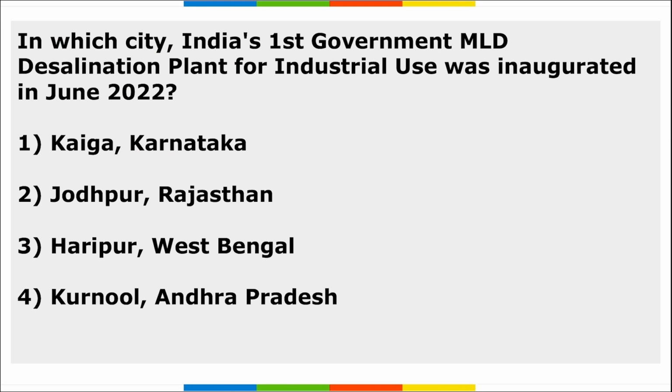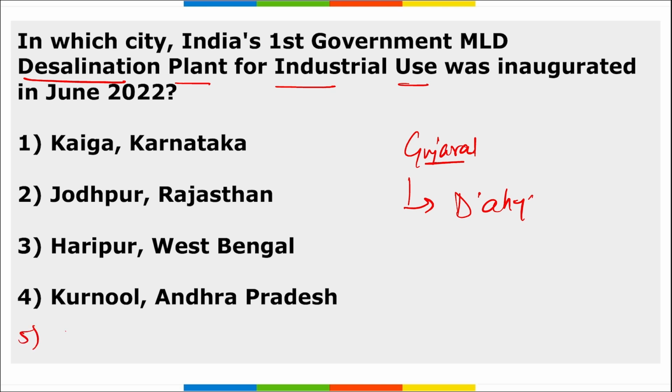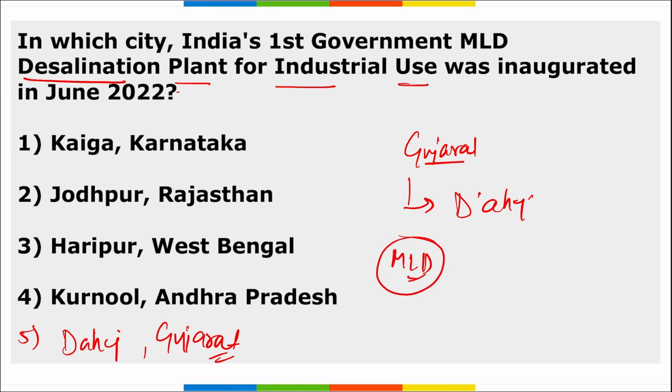Moving on, in which city was India's first government MLD desalination plant for industrial use inaugurated in June 2022? So remember, in Gujarat only, and that too in Dahej. Option is not given here. Mark this, option 5. Dahej, Gujarat. In Dahej, Gujarat, India's first government MLD desalination plant for industrial use was set up.